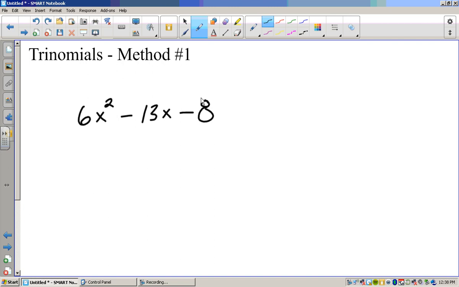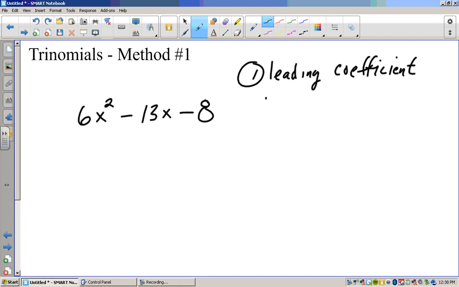So we're going to start out here. First, number 1, you need to make sure your leading coefficient is positive. So a real important thing, your leading coefficient must be positive. If it's not, you have to factor out a negative 1 first and then go from there. Factor the leftovers. So leading coefficient must be positive. Okay? You have to be in standard form.